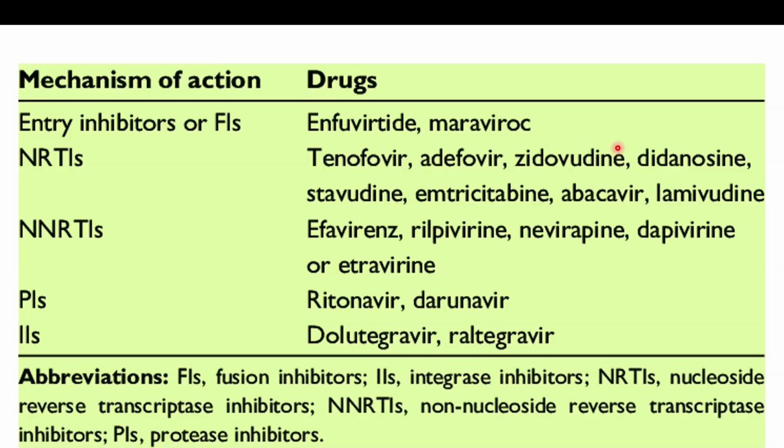Nucleoside reverse transcriptase inhibitors are tenofovir, adefovir, zidovudine, didanosine, stavudine, emtricitabine, abacavir, and lamivudine. Non-nucleoside reverse transcriptase inhibitors are rifampicin, rilpivirine, nevirapine, dapivirine, and etravirine. Protease inhibitors are ritonavir and darunavir. The integrase inhibitors are dolutegravir and raltegravir, of which dolutegravir is nowadays very commonly used, with tenofovir; abacavir is used, and lamivudine is commonly used.